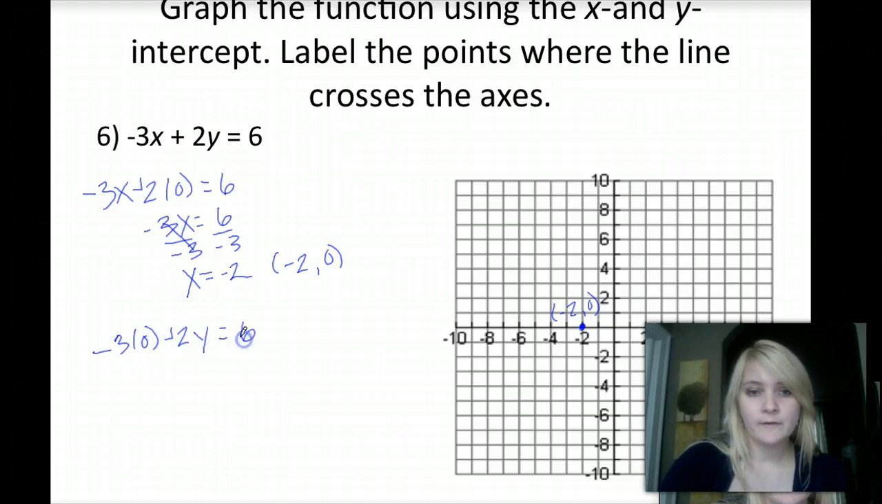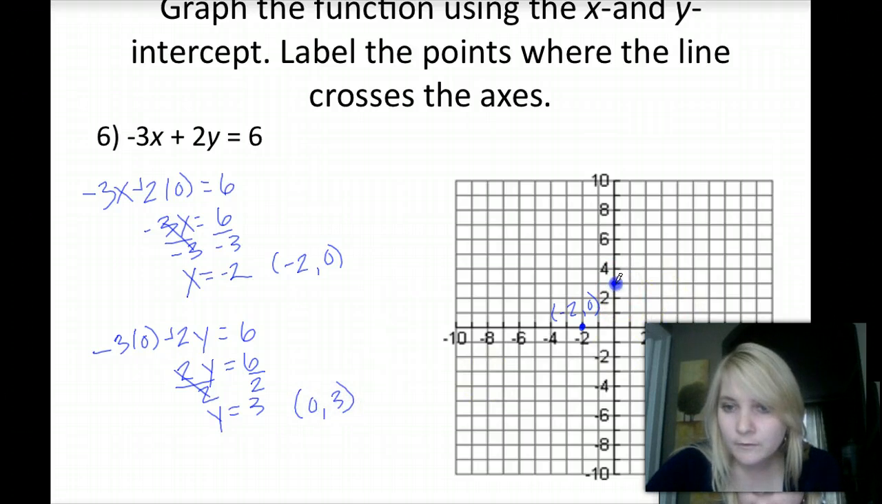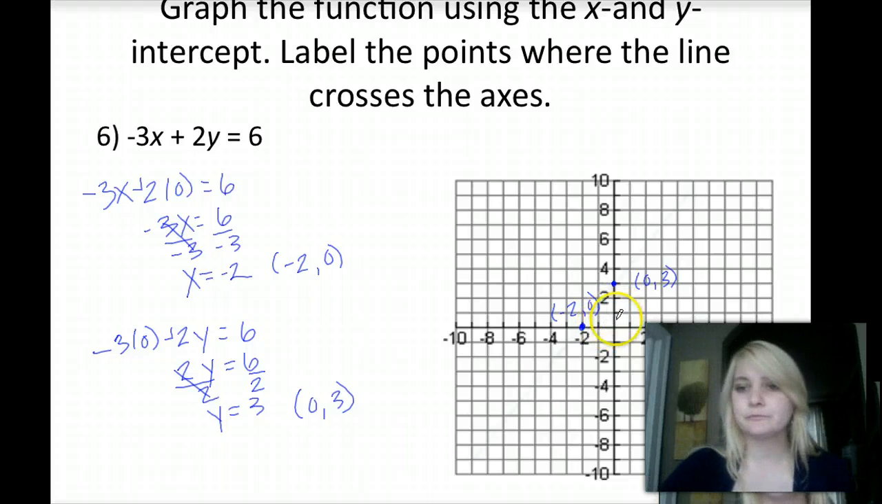So we substitute 0 in for x. Once again, that cancels out. So you get 2y equals 6. Divide both sides by 2. So y equals 3. So we have the y-intercept at 0, 3. And then once again, you're going to connect your 2 points with a straight line.